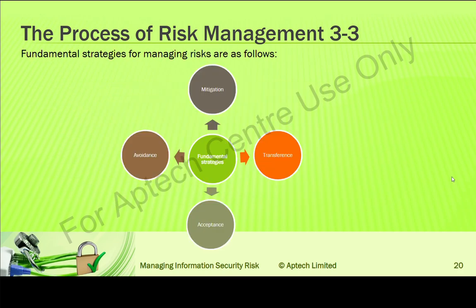Now let's talk about the process of risk management, which is the fundamental strategies for managing risk. These are the fundamental strategies: we have mitigation, avoidance, acceptance, and transference. When we're talking of mitigation, we implement things like IDS, firewall, and so forth that will neutralize that kind of risk, that will neutralize that threat. That is mitigation.